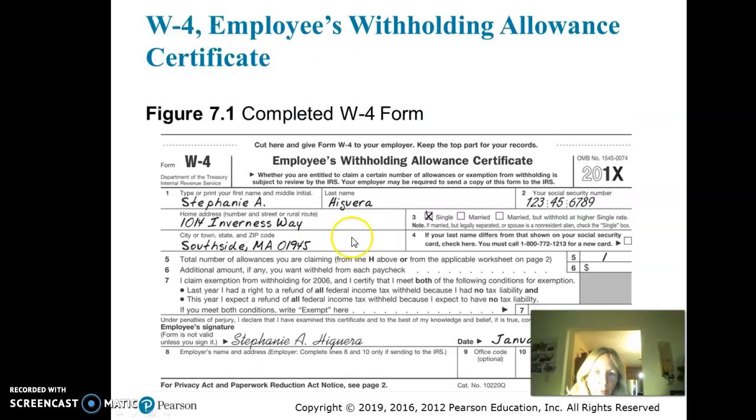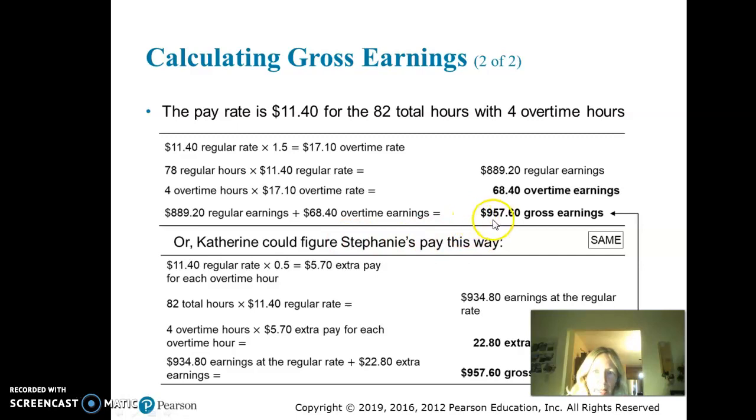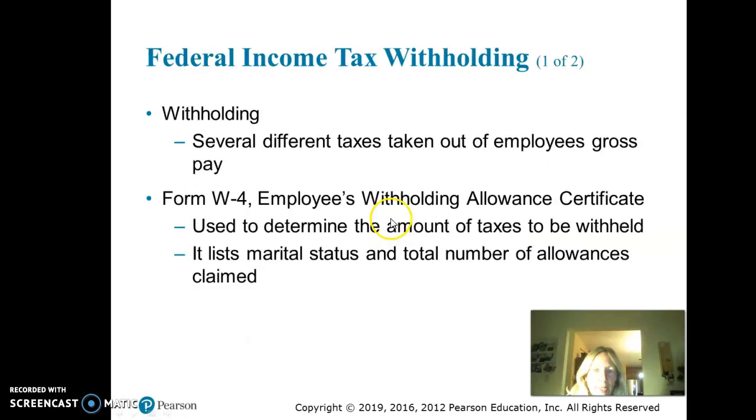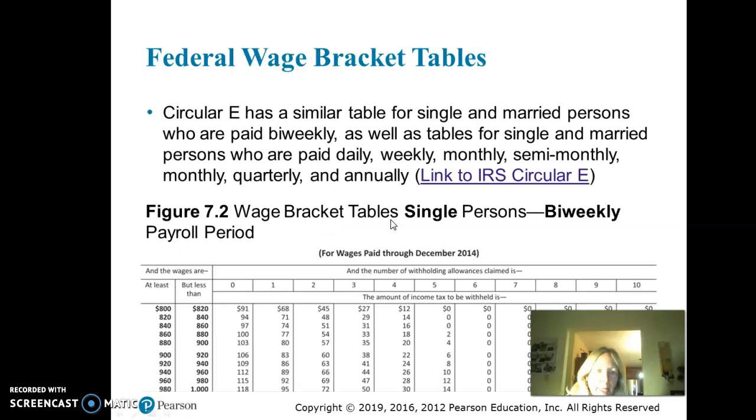Let's see, what was her gross? I can't remember. Her gross pay was $957.60. And she's claiming single, one dependent. So this is going to be her single tax table, biweekly payroll period. She's going to claim single, one dependent, and it was $957.60. So it was somewhere between $940, at least $940, but less than $960. Single, one dependent. So she's going to have $89 withheld for her federal income tax from her paycheck.